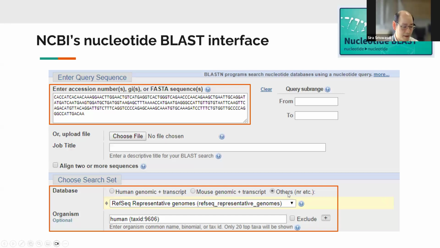But you can also search other things. You can look at different taxonomy IDs. If you are studying DNA from human blood, you might want to study a pathogen specifically, you can make that choice here.